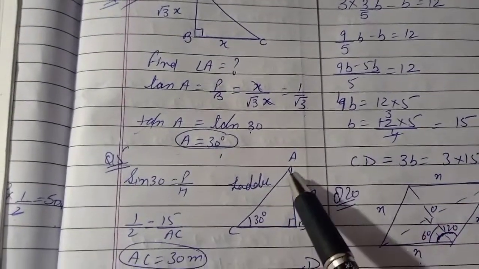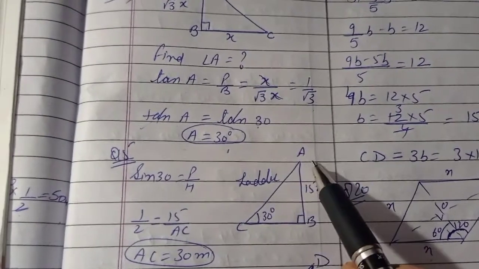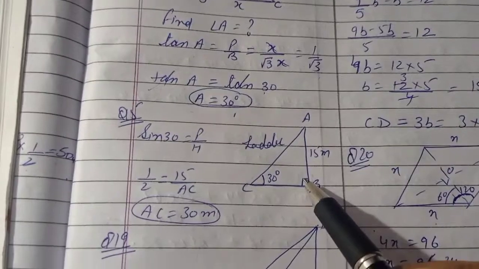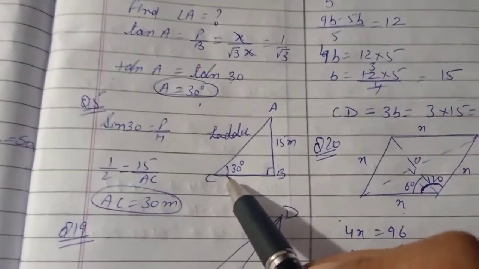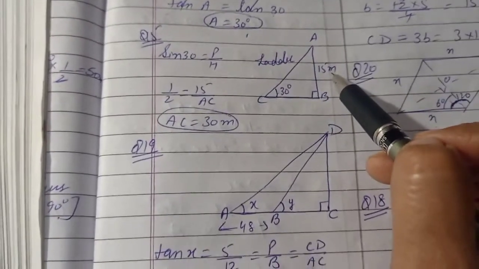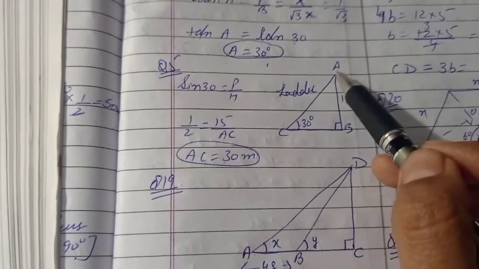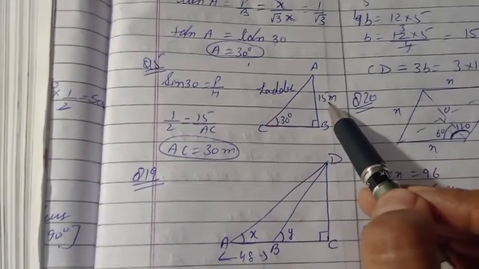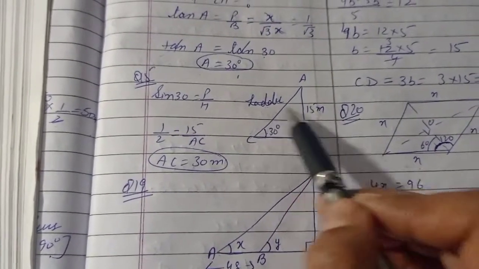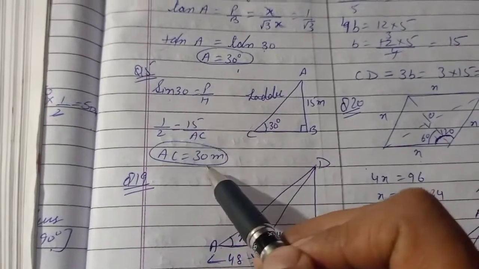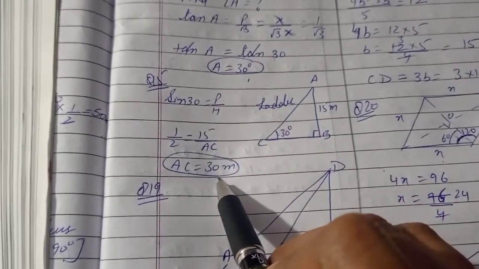15th question. A ladder is placed against the vertical tower. Clear? This is the ladder and this is the tower. If the ladder makes an angle of 30 degrees with the ground, and the height of the tower is given as 15 meters, you are asked to find the length of the ladder. So the length of the ladder, this is what? Hypotenuse. And this is what? Perpendicular. So what is the ratio of perpendicular and hypotenuse? That is sine. Put it here and you can easily find the value of AC.